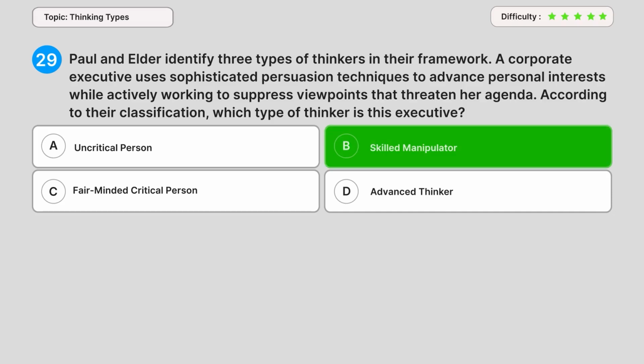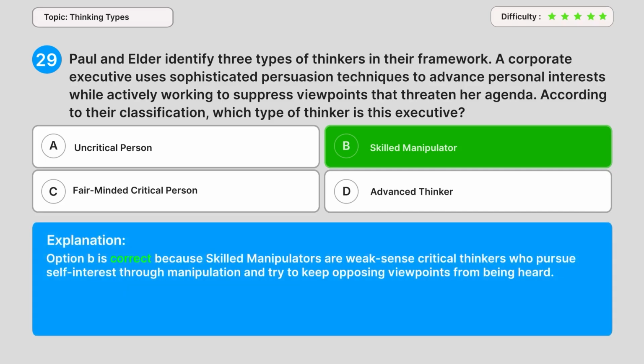Correct answer, B. Skilled manipulator. Explanation: option B is correct because skilled manipulators are weak-sense critical thinkers who pursue self-interest through manipulation and try to keep opposing viewpoints from being heard.